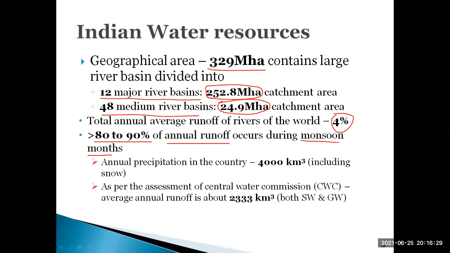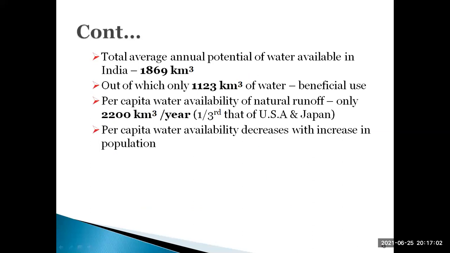Also in India, the annual precipitation is estimated at about 4,000 kilometer cube, including snow. But as per the assessment of CWC, the Central Water Commission, for both surface water and groundwater, the average annual runoff is around 2,333 kilometer cube. According to the CWC, the average annual runoff is around 2,333 kilometer cube, which includes both surface water and groundwater. And also the average annual potential of water.